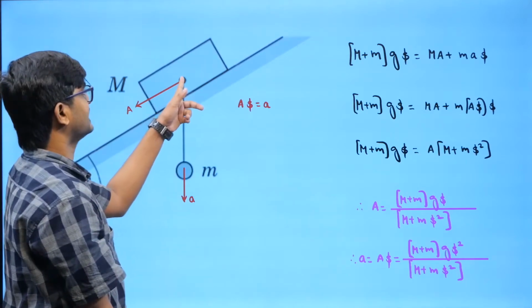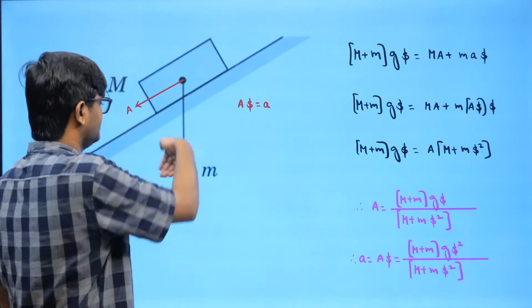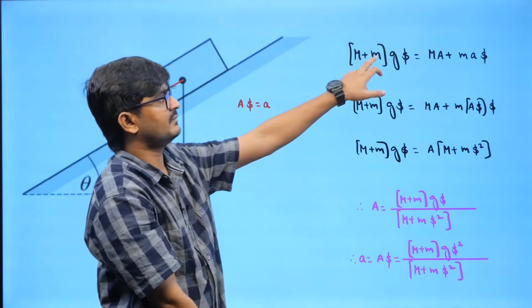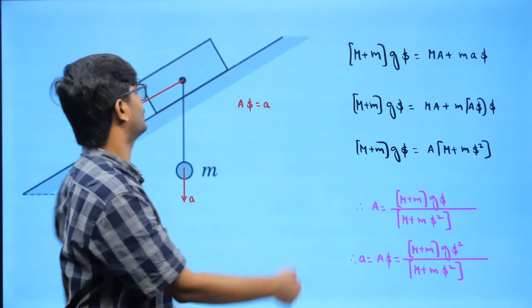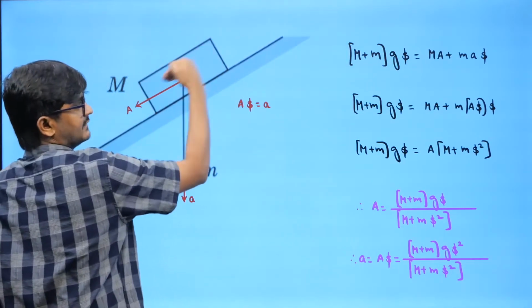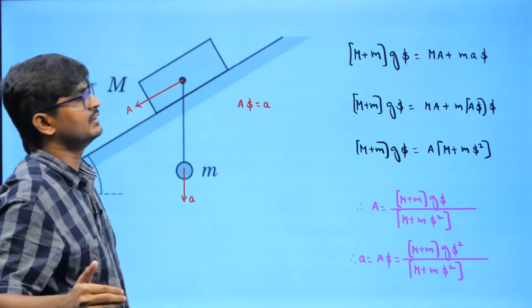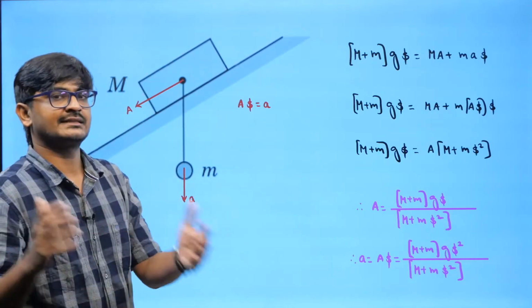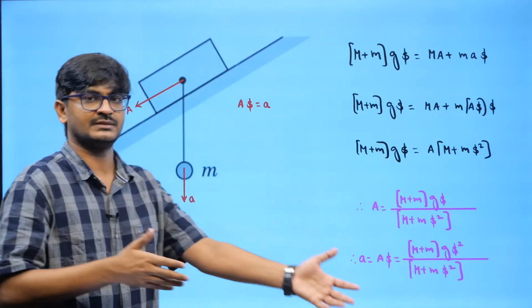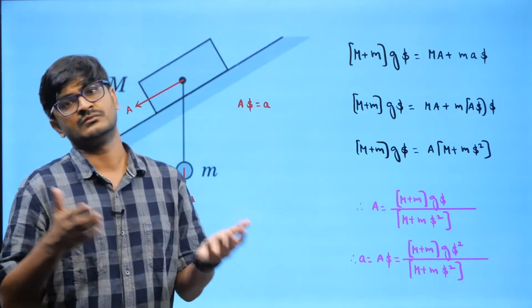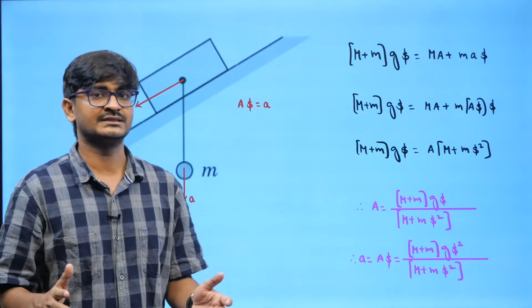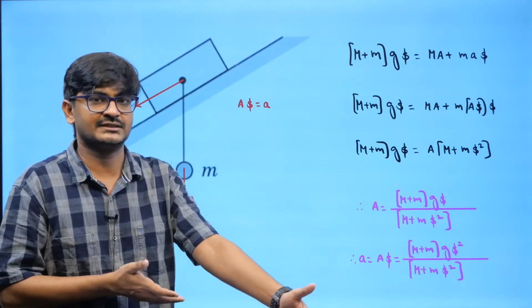Now that is capital M g sin theta, small m g sin theta. So capital M plus small m into g sin theta is the net force on my system along this direction. That is equal to total mass times acceleration of center of mass, right? Net force along some direction equals total mass into acceleration of center of mass along that direction.